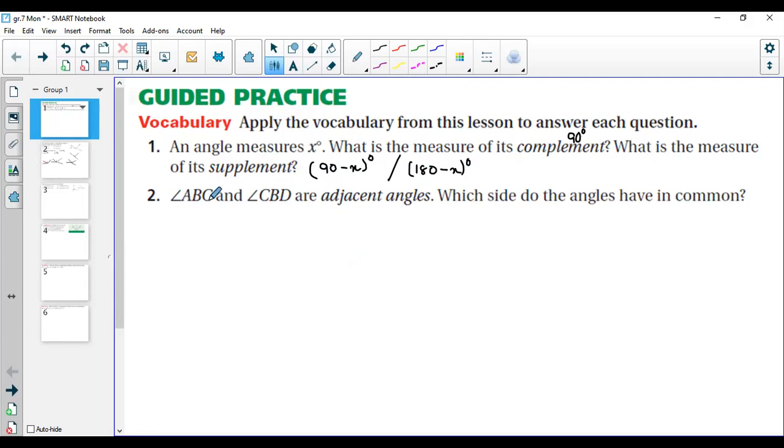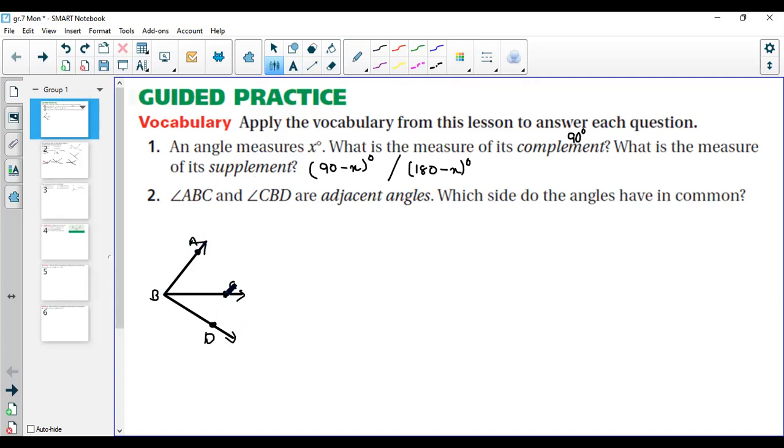Angle ABC and CBD are adjacent angles. Which side do the angles have in common? If I would put that in a picture, now it's not always necessary that you draw a picture, but it's always better you draw a picture. They didn't say linear, so I could draw it without a straight angle. So this is A, B, C here, then C, D. So these are the two angles which they have given us.